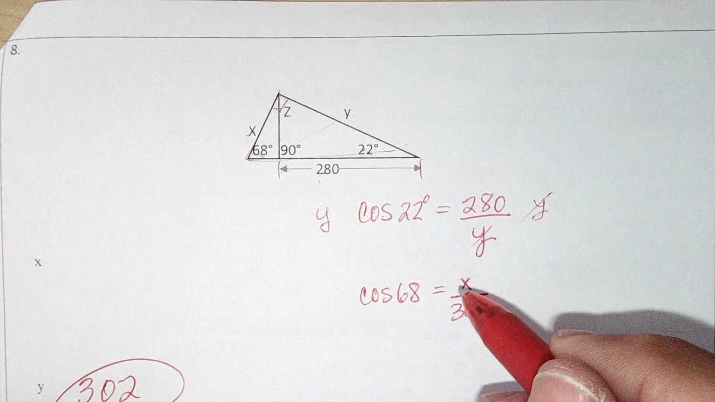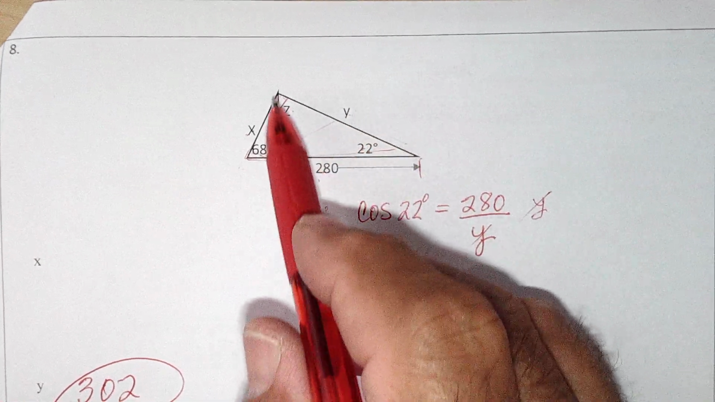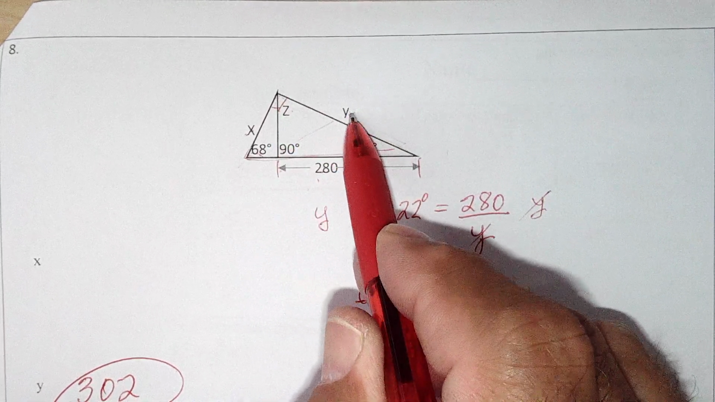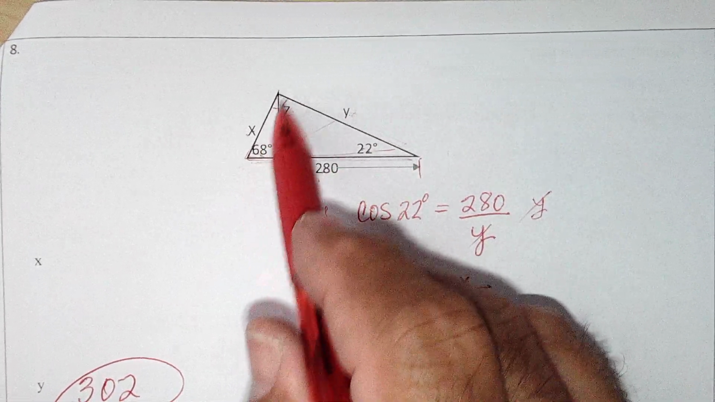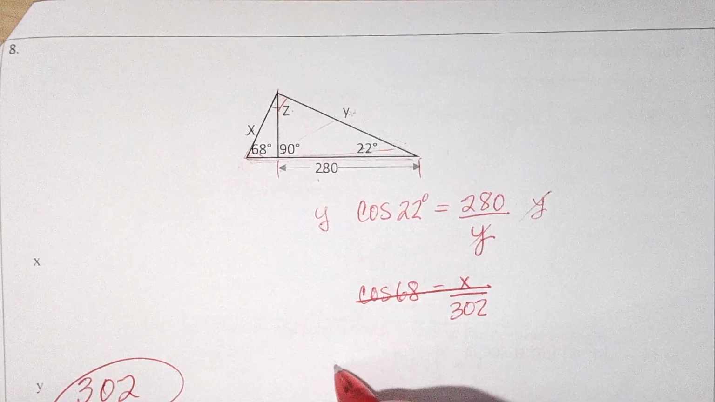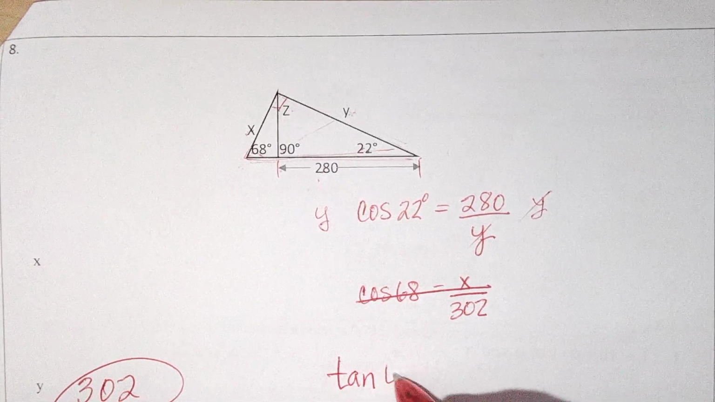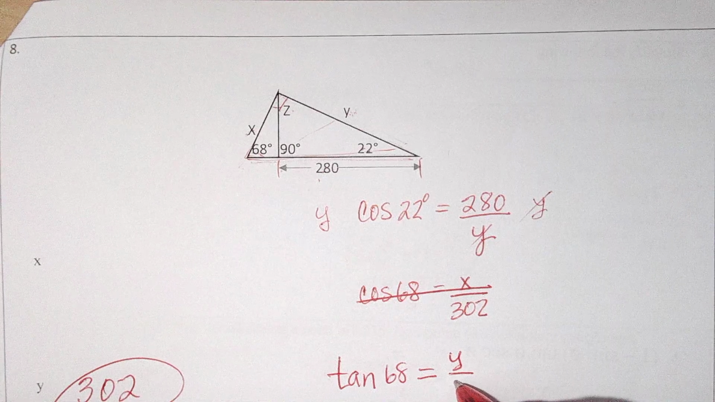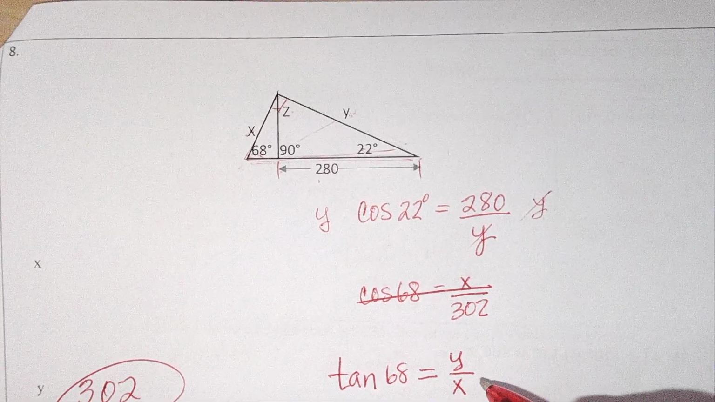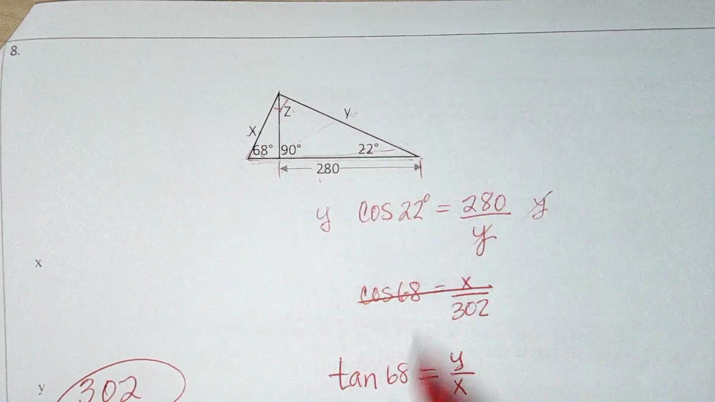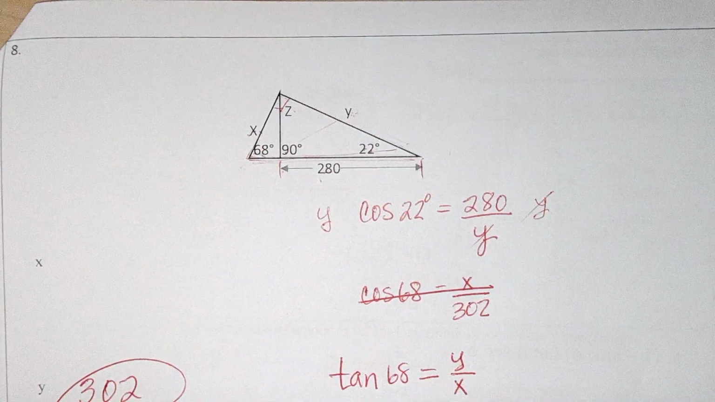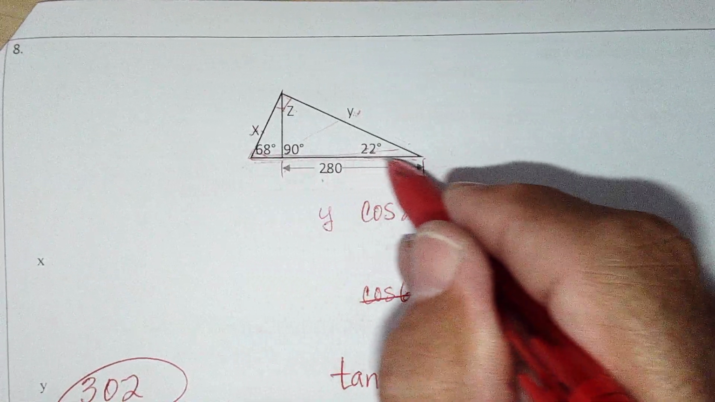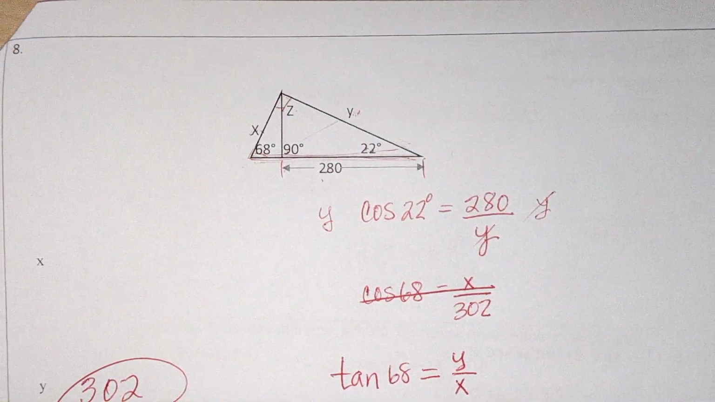Adjacent to hypotenuse, I can't use that one. I have to use this one because that's what's in this triangle, and that's opposite of this because this is the hypotenuse of the big triangle. X is the adjacent, so I've got to use tangent of 68 is opposite over adjacent. Or I could use the 22 and call x the opposite. Tangent of 22 is x over adjacent, where this is the hypotenuse, and that's y, which is 302.